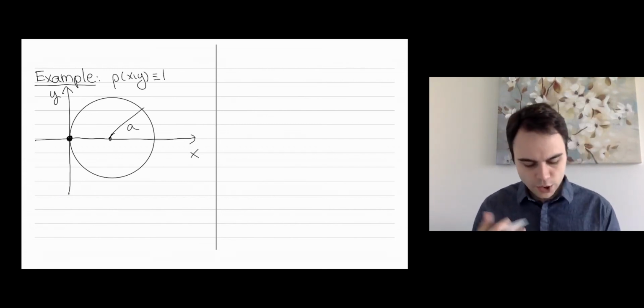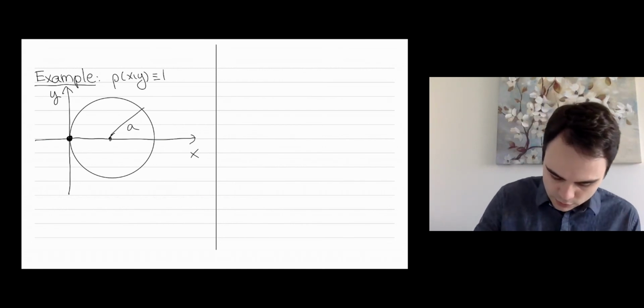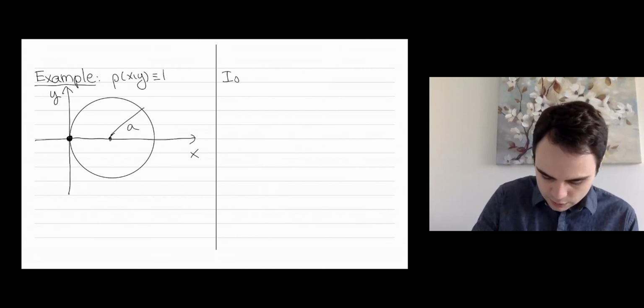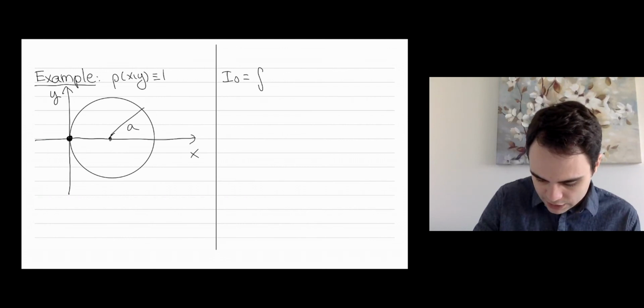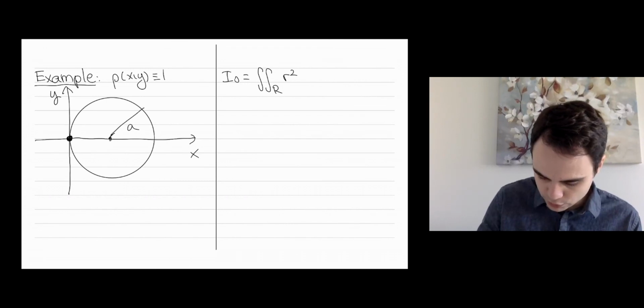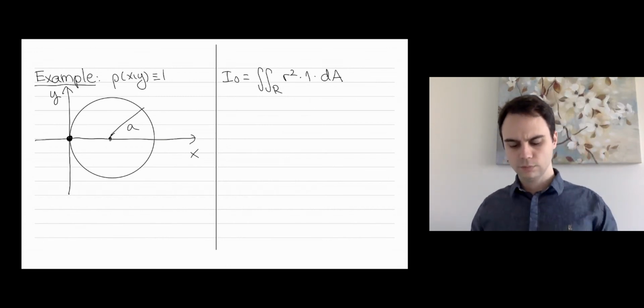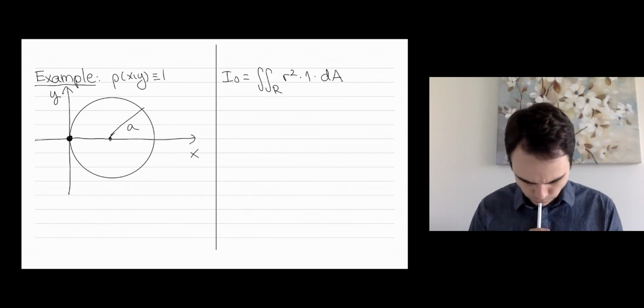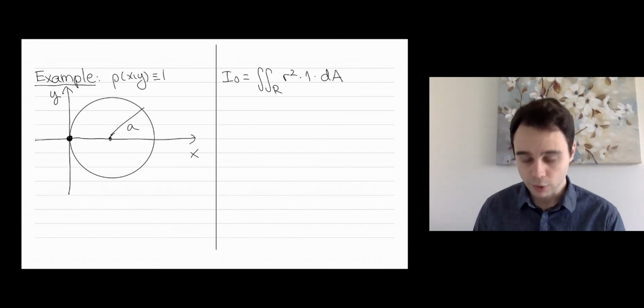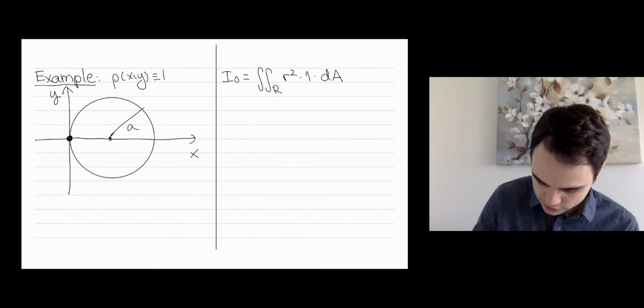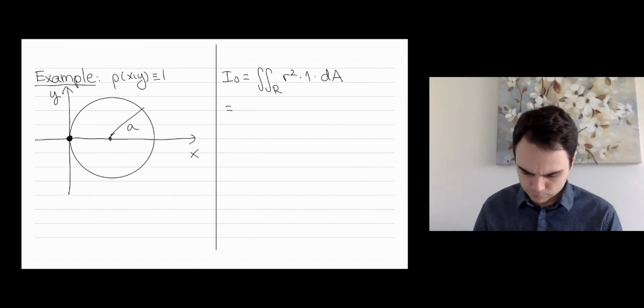And so now, with this setup, the moment of inertia we wish to compute is I0. That's inertia around the origin. So the thing we wish to compute is the integral of r squared times the density times dA. Now let's get to it. This is going to be a tricky calculation using polar coordinates. Let's start setting it up.